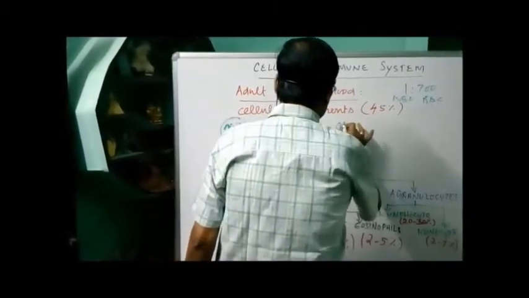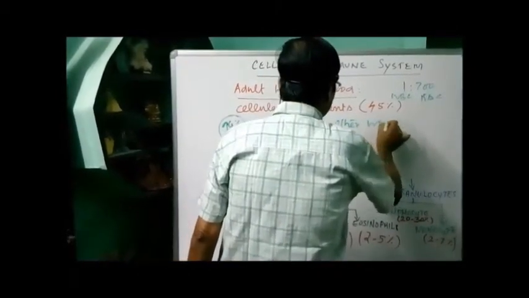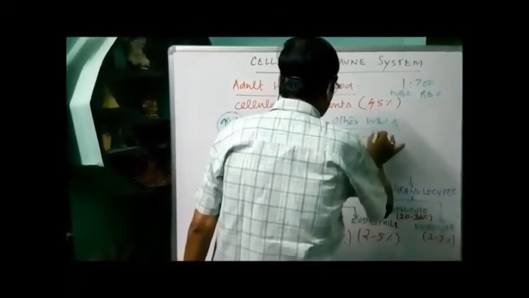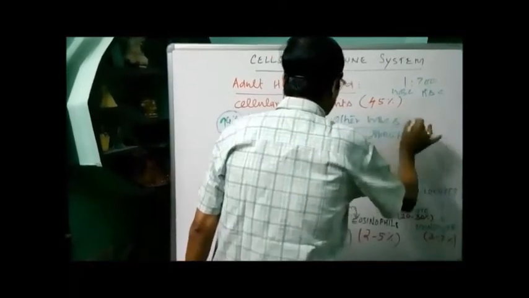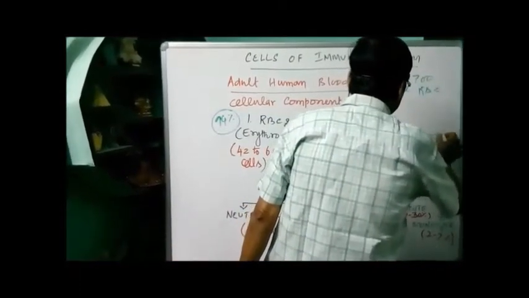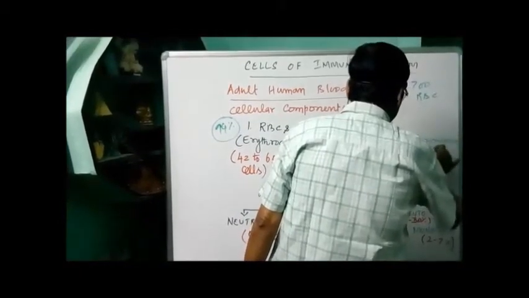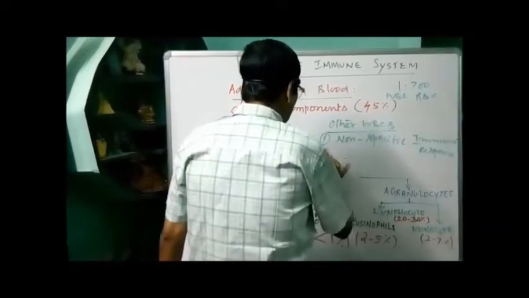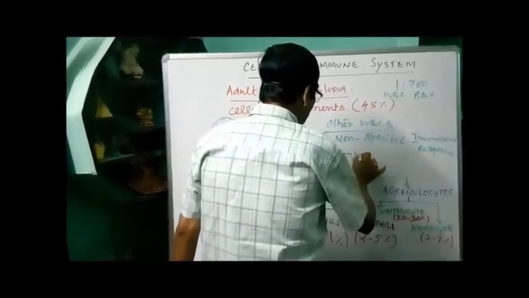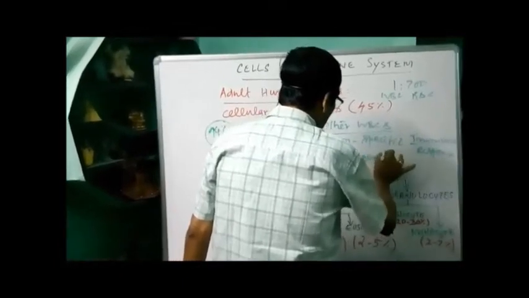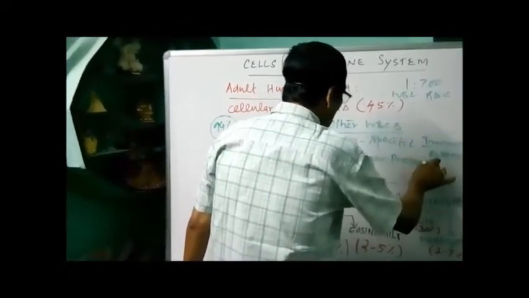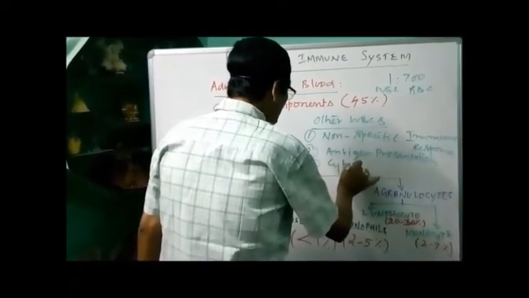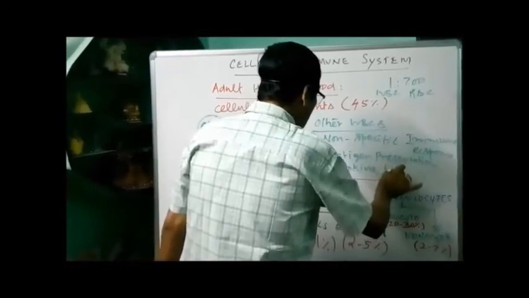Now, what is the role of the other WBCs? They are involved in the non-specific immune response. Then antigen presentation, I'll tell you the meaning of that. And also the third one, cytokine formation.